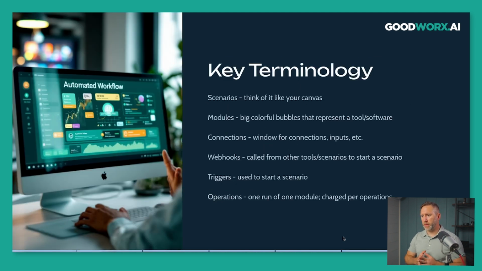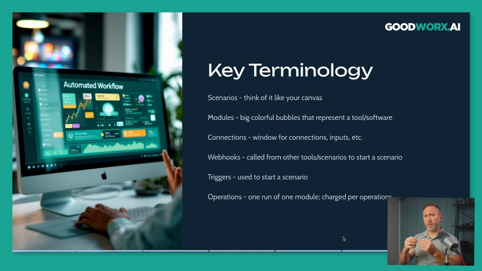Okay, let's talk about some key terminology that you're going to need when you start working with Make.com. So the first one is a scenario. A scenario is, well, think of it like a canvas. On your screen, you have a big white canvas to work from. That is a scenario. And you create multiple scenarios within Make.com. Now, within a scenario, you have modules. And the modules, if you've seen screenshots of Make.com already, modules are the big colorful bubbles that represent a tool or a software. And inside of that scenario, you're going to connect those modules together.